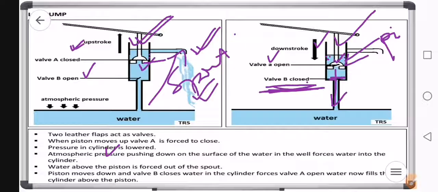Then what happens again during the upstroke? Valve B opens to allow water to enter into this cylinder which is below the piston. What causes the water to enter into this cylinder? It is the atmospheric pressure that pushes the water from the well to enter into the cylinder below the piston. Then what happens during the downstroke? During the downstroke, the upper valve opens to allow the water to enter into the cylinder above the piston. And valve B, which is well known as the foot valve, closes. Why does it close? To avoid the backflow of water into the well.